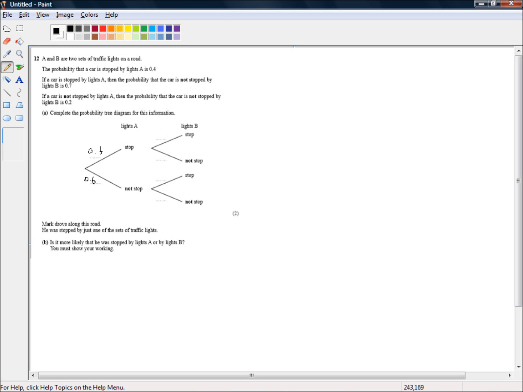Okay, we're told if a car is stopped by lights A, then the probability the car is not stopped by lights B is 0.7. So if it's stopped by lights A and not stopped by lights B, that's 0.7. Again, this will need to add up to 1, so this has to be 0.3.